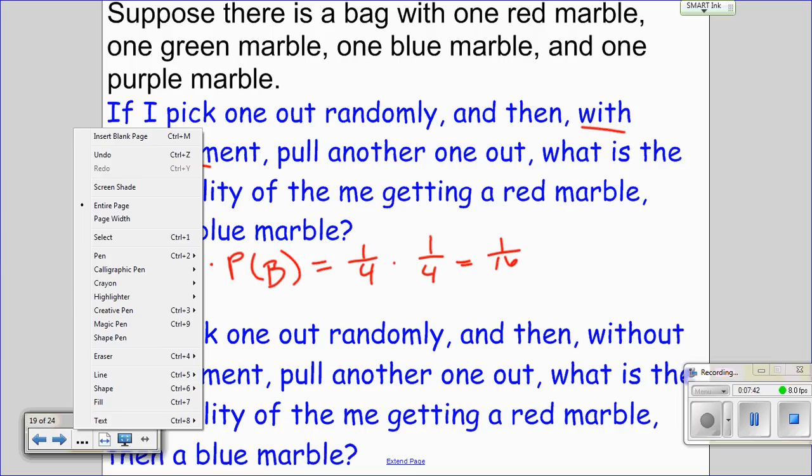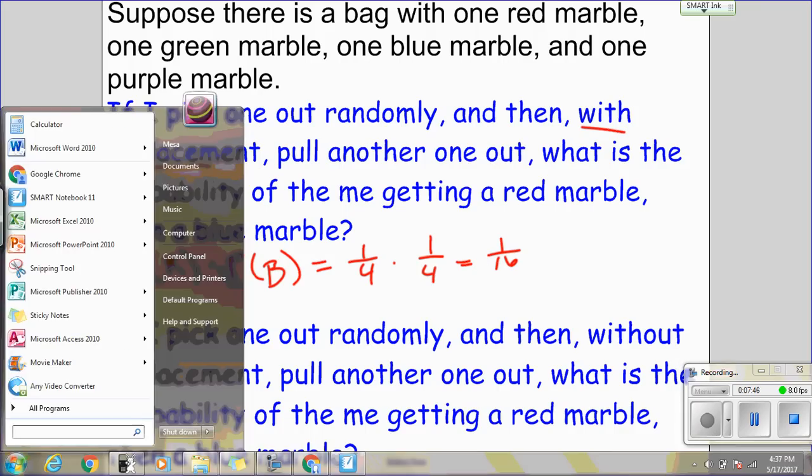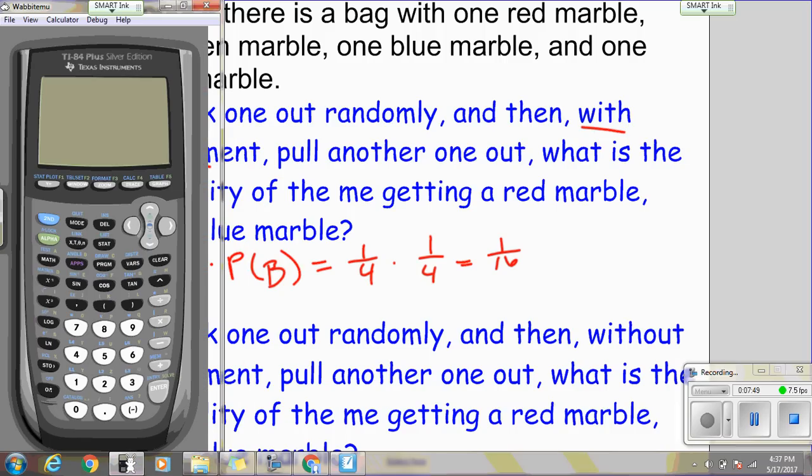And let's convert it to decimal. So 1 divided by 16 is 0.0625.